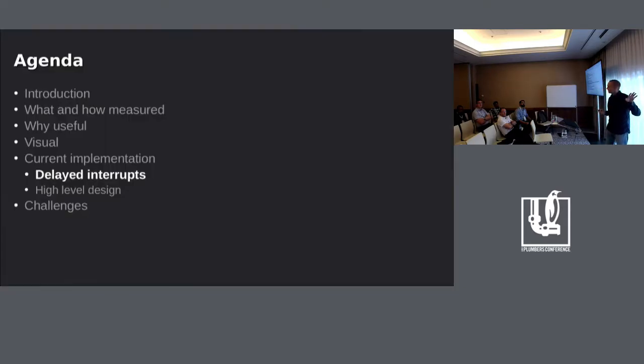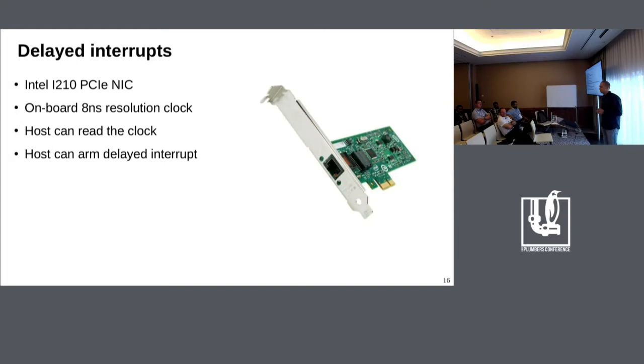Okay, now let's talk about implementation details. If you have rotten tomatoes prepared, don't throw them at me immediately. It's how it's implemented, it's not necessarily what we need to do upstream. Okay, delayed interrupts. Today, in how we implemented it, we use the I210 network card to generate delayed interrupts. It's a gigabit Ethernet, PCI Express device that you can buy in many shops around the globe. The nice thing about it is that it has a built-in high-precision clock that the host can read, and it can also generate a delayed interrupt for you. So basically, we read the clock from the card, add a delay, write it back, tell the card to generate an interrupt at that point, and then we can go into MWAIT.